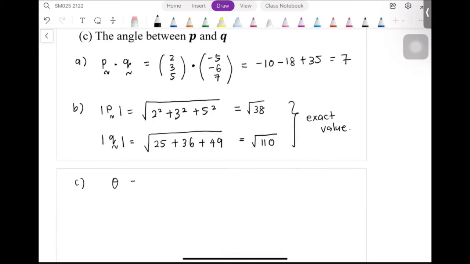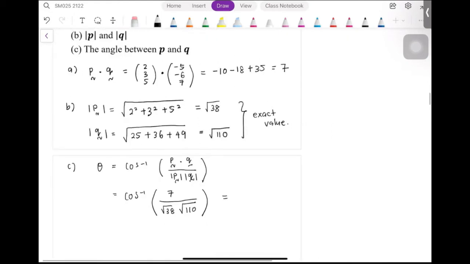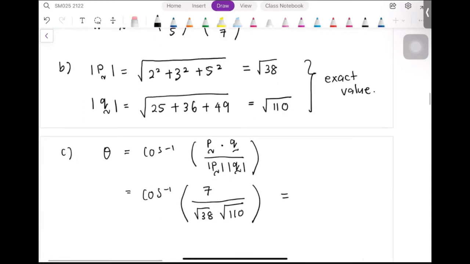And then last one, part C, we have to find the angle between P and Q. So as per our formula just now, theta is basically arc cos of P dot Q divided by the magnitude of P and the magnitude of Q. All this info we already found before, so just directly substitute into the formula. We would now have arc cos of 7 divided by root 38 times root 110. Next, just directly compute it on your calculator. Our final answer for this one would be 83.78. And that's how we find the angle by using the dot product formula.